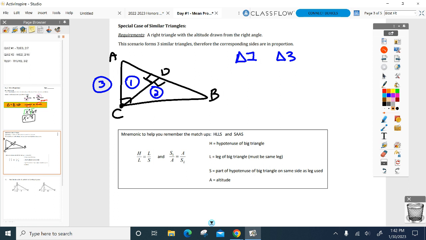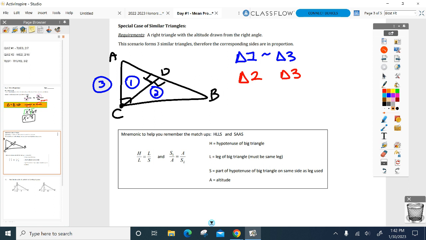Triangle 1 and triangle 3, do they share an angle? Yeah. All right, what am I trying to push you towards here? What do I know about triangle 1 and 3 then? Similar by what method? Angle, angle. Perfect. So those two are similar. How about triangle 2 and triangle 3? Let's take a look at those two.